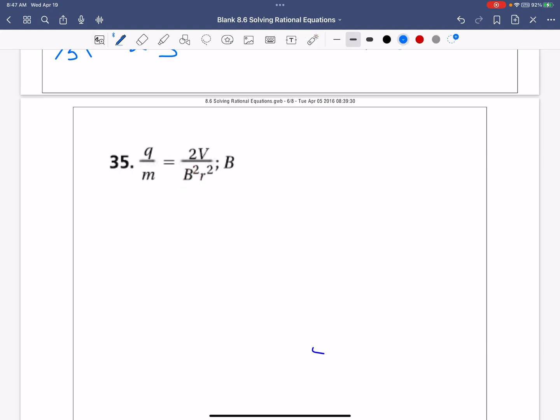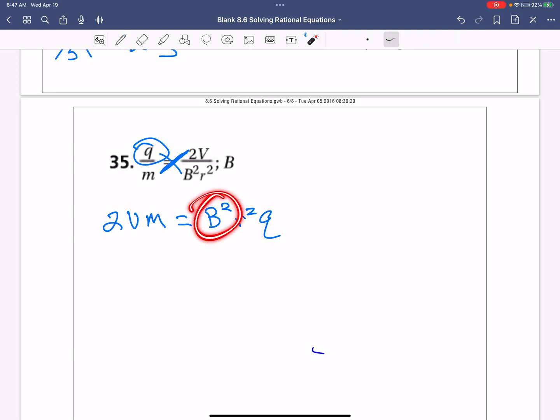We look at this problem here, and the first thing I'm going to do is cross multiply. So when I cross multiply this way, I have m. Let's just write it like this: 2vm equals b squared, r squared, and then times this q right here. So we want to solve for this b right here. We're going to solve for b squared first, and then we'll get rid of the squared.